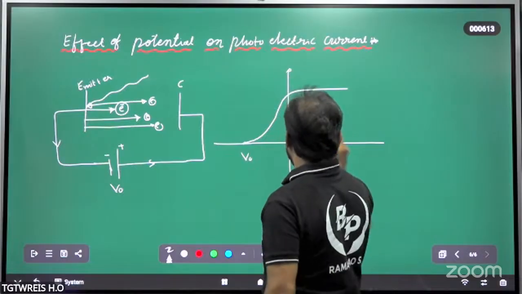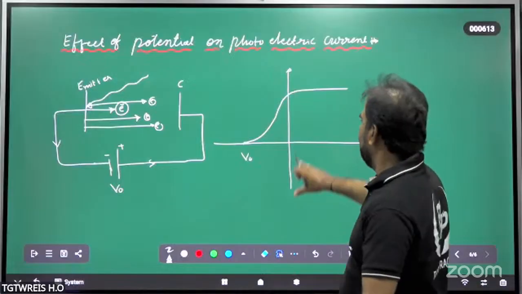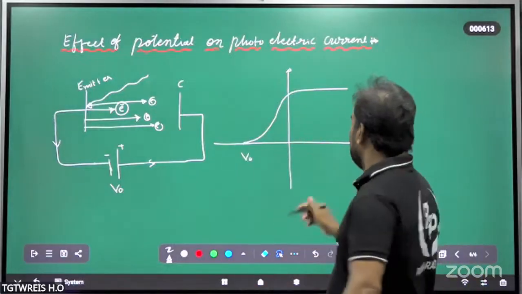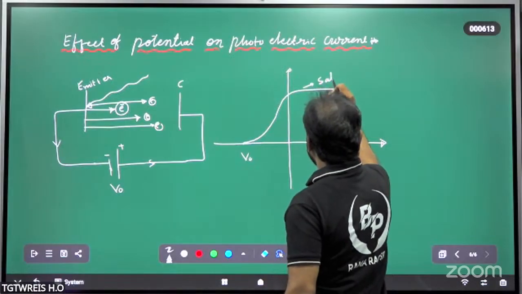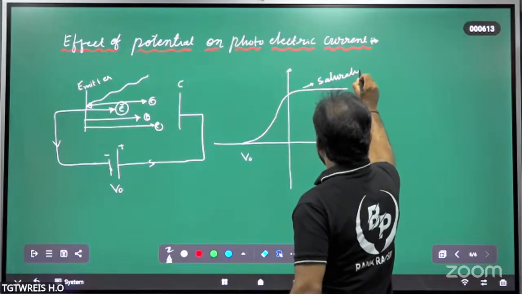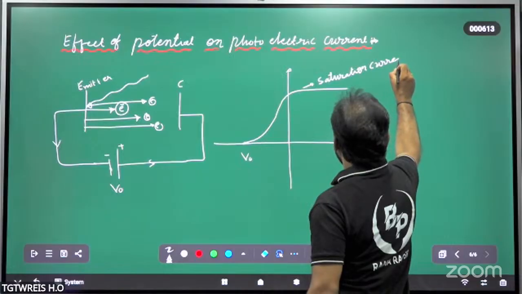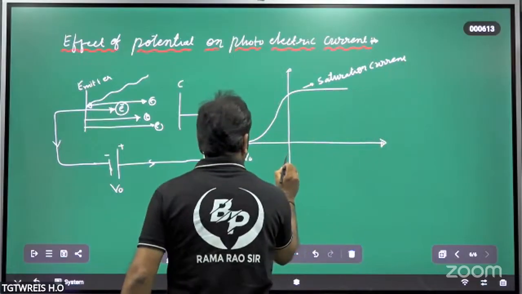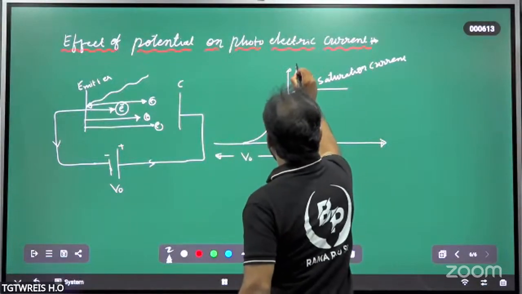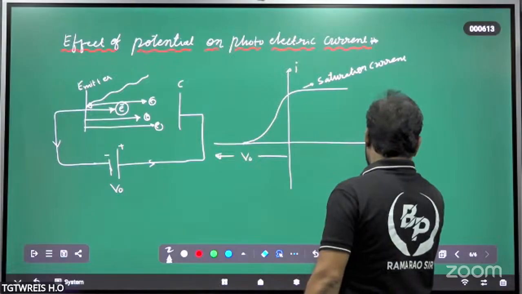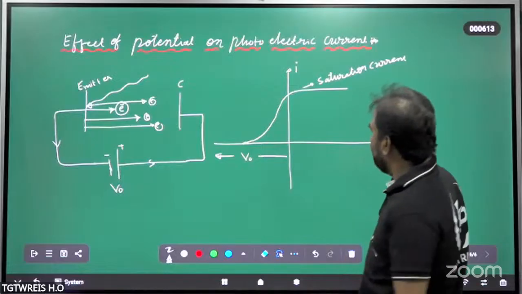When the current is increased gradually, at a certain applied potential the current becomes maximum. This current is called the saturation current. This is nothing but the applied potential or anode potential. I am taking the current on the y-axis and the applied potential on the x-axis. Then the graph will be like this.